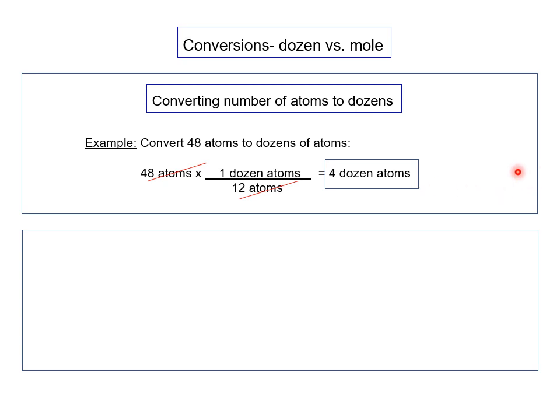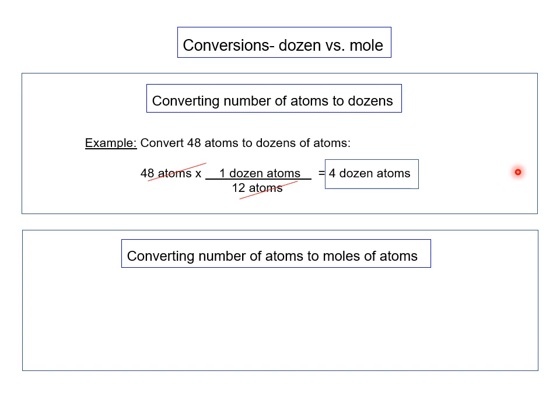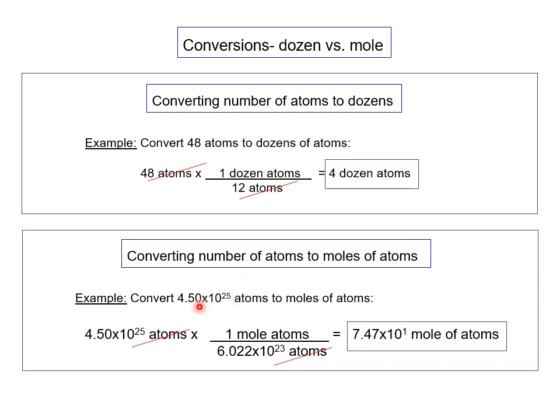Now let's look at converting number of atoms to moles of atoms. Instead of dozens, we're going to convert to moles. So we start off with what we're given. So we're converting 4.50 times 10 to the 25th atoms to moles. We're going to start off with this many atoms. And then our conversion is, for each 1 mole of atoms, there's 6.022 times 10 to the 23rd atoms.